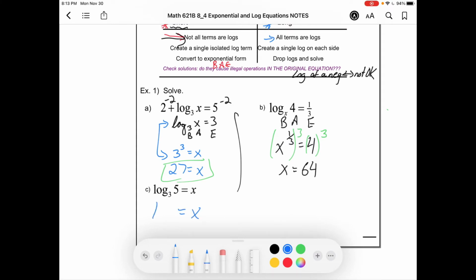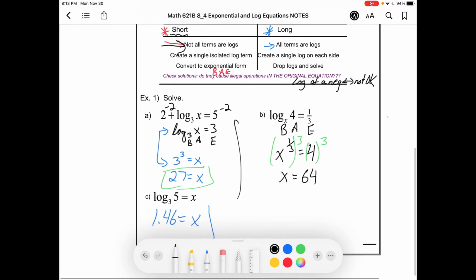And there's nothing to check here because none of the things that you were taking the log of were the variable. Nothing to throw back in. Now, some of you are going to say, well, I don't have a calculator that does that. So that's fine. You can treat it as a short log equation. Not all terms are logs, so we can use base to write this as 3 to the x equals 5.